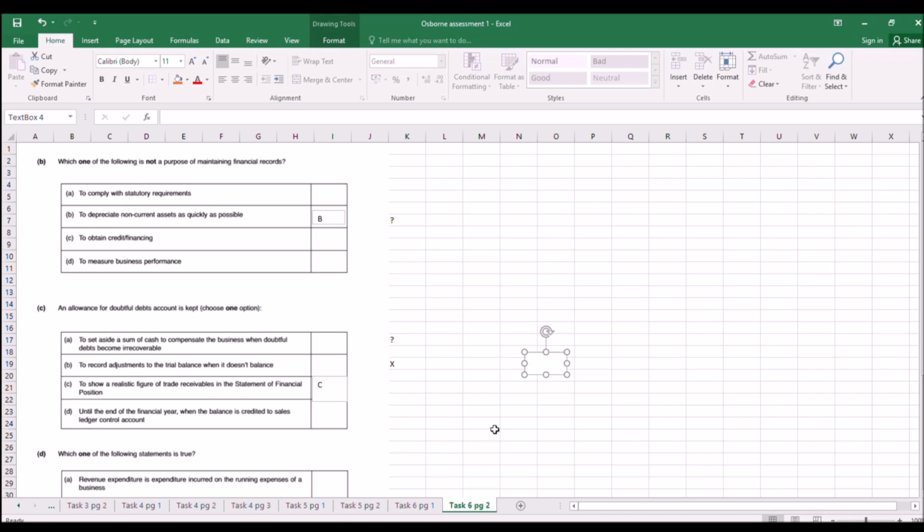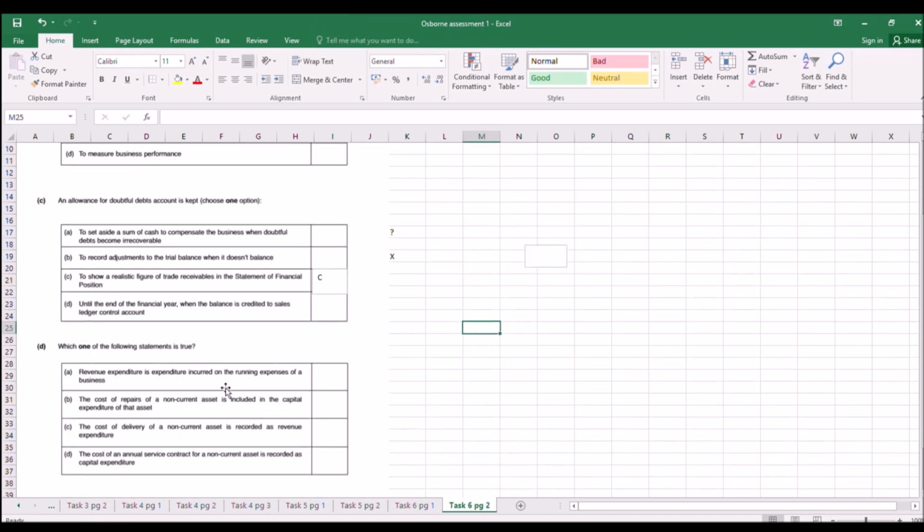So then, what's the last one? Which of the following statements is true? Revenue expenditure is expenditure incurred on the running expenses of a business. It is that one. The cost of repairs of a non-current asset, so the cost of repairs of a fixed asset is included in the capital expenditure of that asset. No, it's not. It's included in the statement of financial performance of the year.